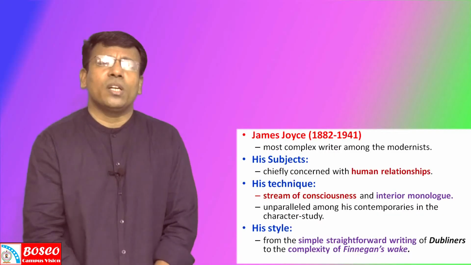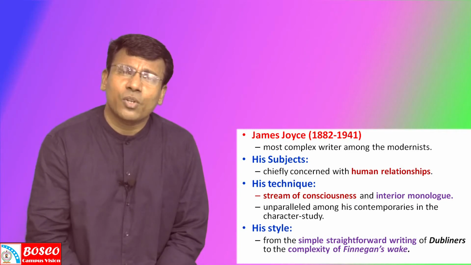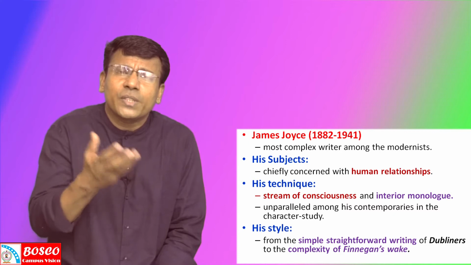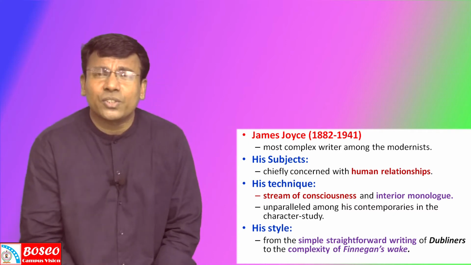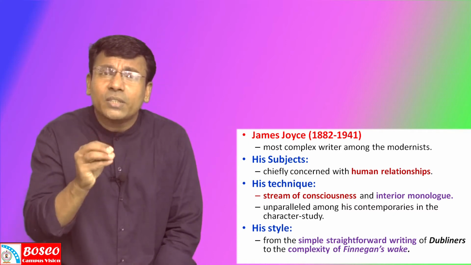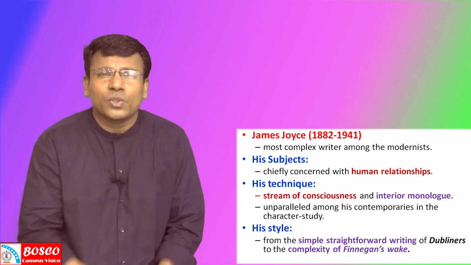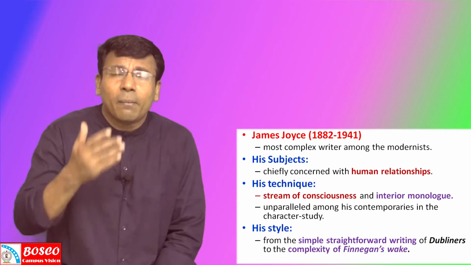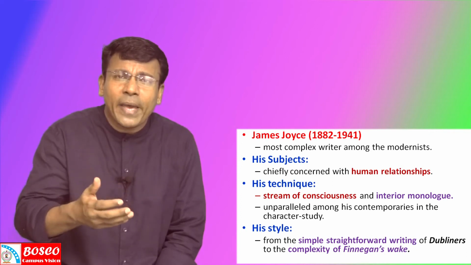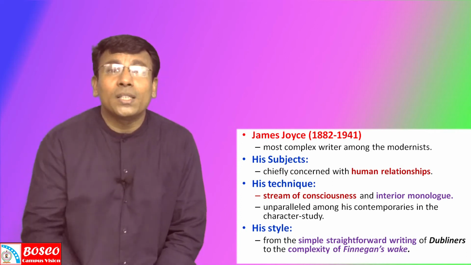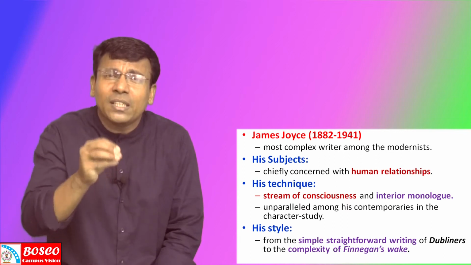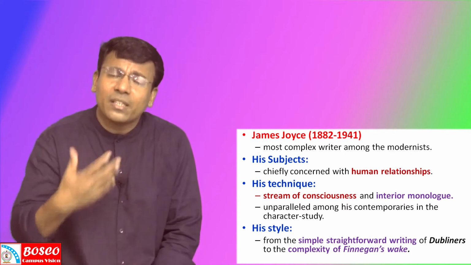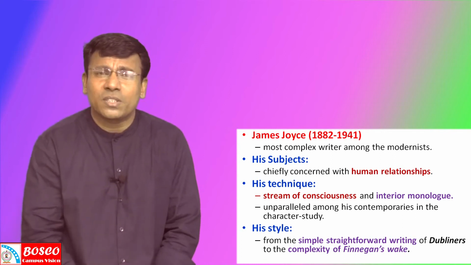Now what are some of the features of James Joyce's novels? Now the subjects of James Joyce. James Joyce is a serious novelist who was chiefly concerned with human relationship. So his subject is human relationship: man in relation to himself, man in relation to society, and man in relation to the world race. He is a keen and subtle analyst of man's inner consciousness.